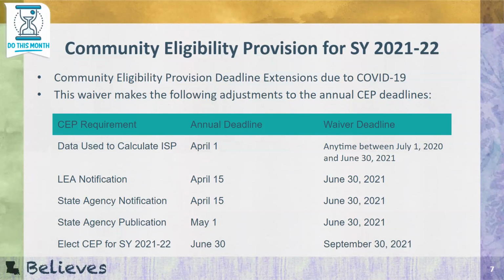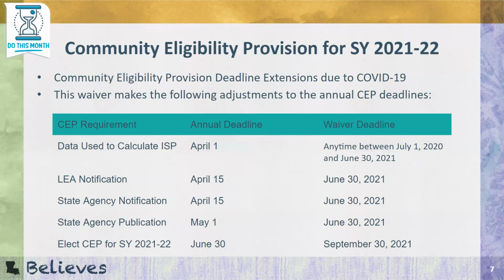The notification: usually by April 15th, you're submitting that CEP worksheet with the population data and your initial CEP elections. And that is usually done by April 15th. This year it has been extended to June 30th.